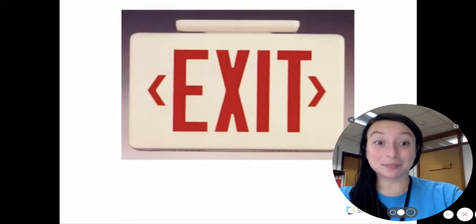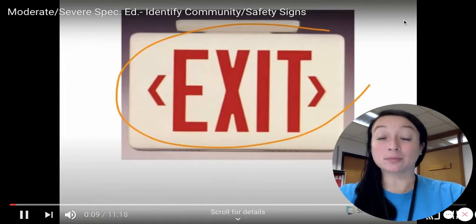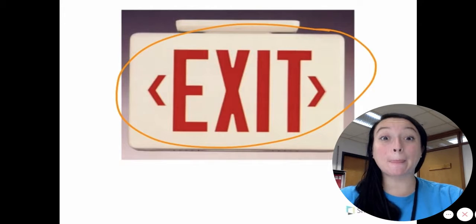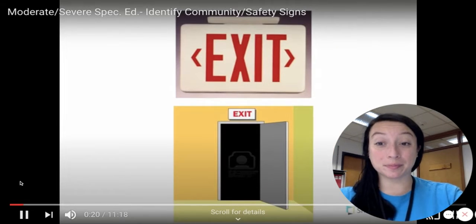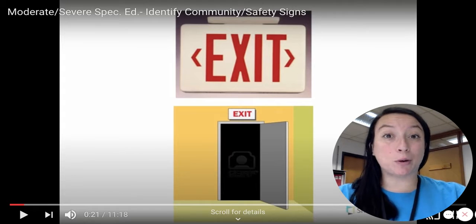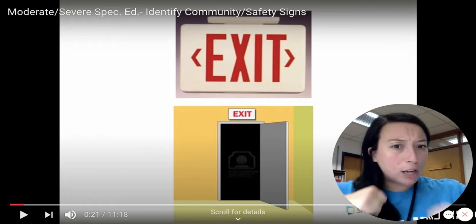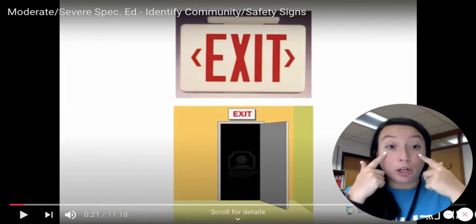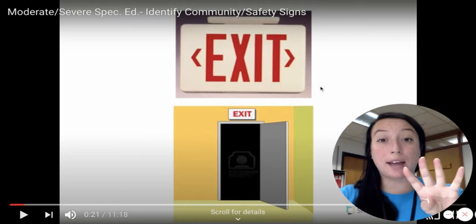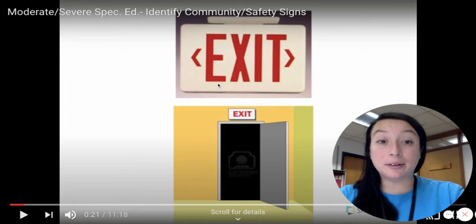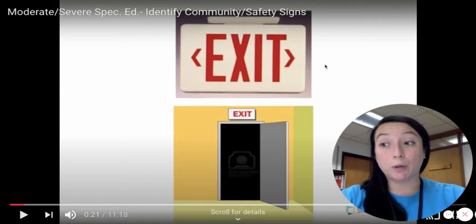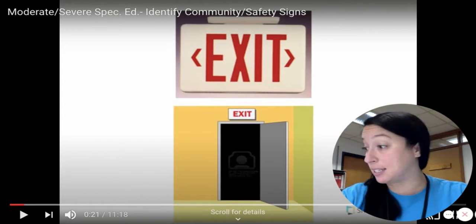Let's talk about community and safety signs. Look at this sign. That says exit. Exit means the way out. If you're leaving somewhere, if you're at school or somewhere else in the community and you need to leave either in a rush or just normally, you look for an exit sign, right? The exit sign is right here. It has 4 letters: E, X, I, and T. Exit. So again, when we want to leave, we look for the exit sign.